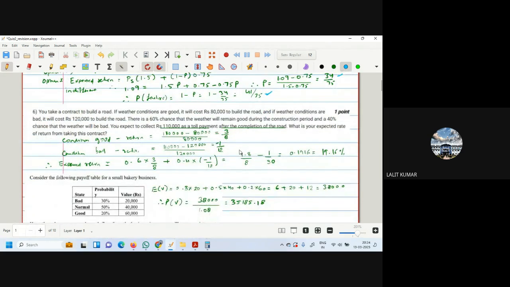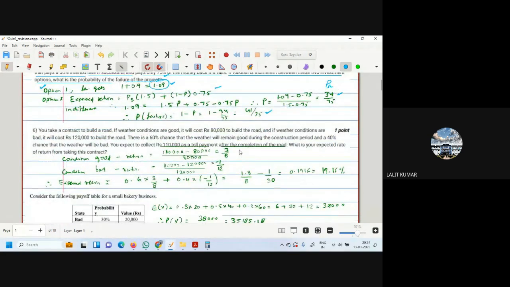Okay, now we come to the next question. You take a contract to build a road. If weather conditions are good, it will cost 80,000 to build the road. If weather conditions are bad, it will cost 1,20,000 to build the road. There is 60% chance the weather will remain good, so 40% weather will be bad. If you expect to collect 110,000 as toll payment after the completion of the road, what is your expected rate of return? So remember, always in these kind of questions, you have to find the rate of return in both the scenarios and then use the probability to find the expected rate of return.